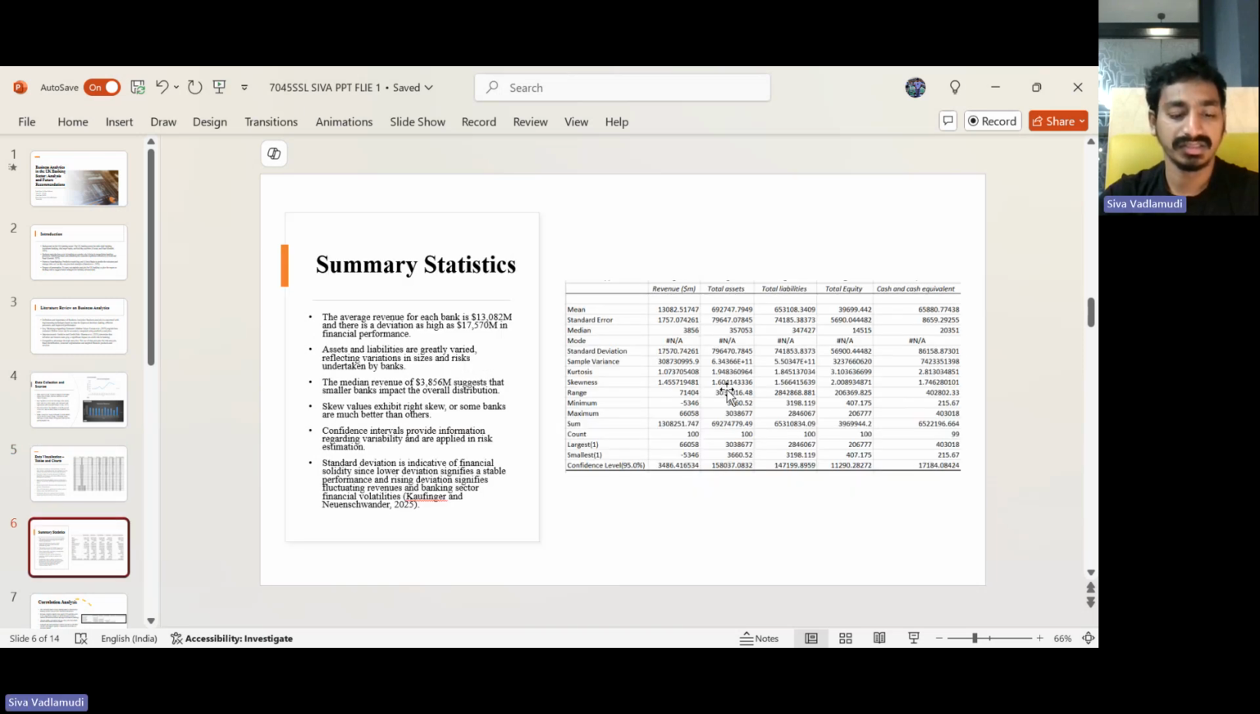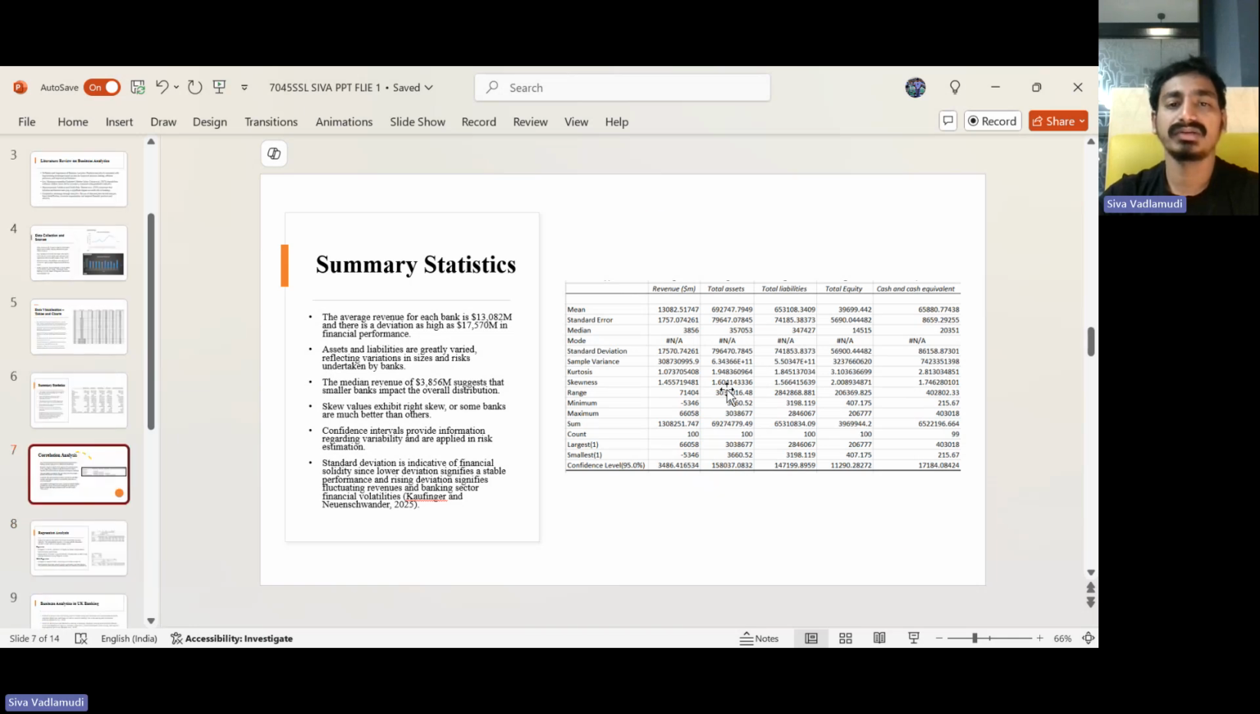In the summary statistics of performance, the average revenue for each bank is 13,082 million, with a deviation to a high value of 17,570 million pounds in financial performance. Assets and liabilities are also greatly valued, reflecting variability in sizes and risk across banking. The average revenue shows variability and performance, and the skewness in revenue shows some banks performing better than others. Confidence intervals and standard deviation are used to measure financial stability and risk.